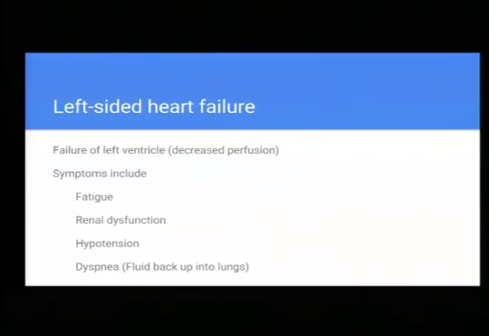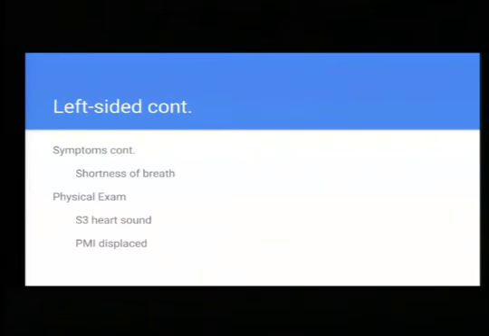Renal dysfunction: you're not perfusing your kidneys, so they can go into renal failure from decreased output from the heart. Hypotension, not pushing enough blood out. And dyspnea, because fluid's backing up into the lungs. And they'll complain of shortness of breath.